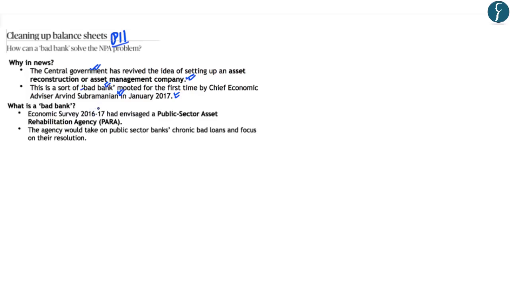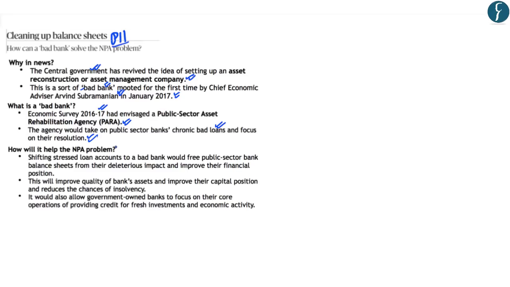The economic survey of 2016-17 had called for the formation of a public sector asset rehabilitation agency called PARA. This agency would have taken on the public sector banks' bad loans and focused on their resolution. So a bad bank would have been in the form of an asset management company that would take the bad loans that have been taken by the public sector banks and then focus on the resolution of these bad loans.